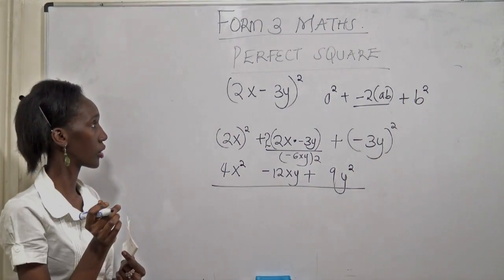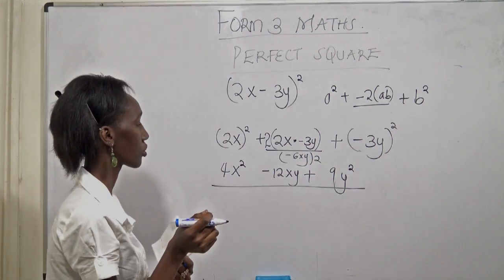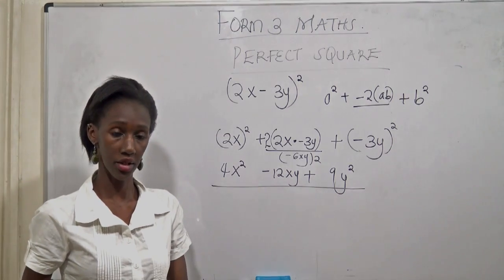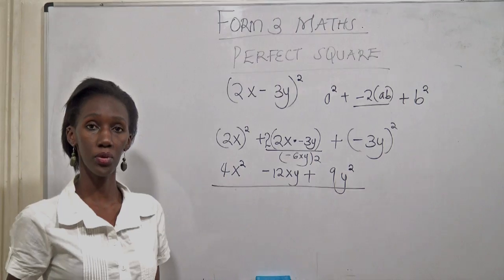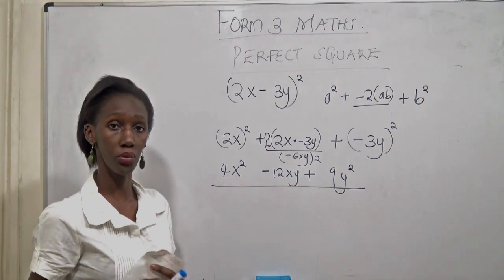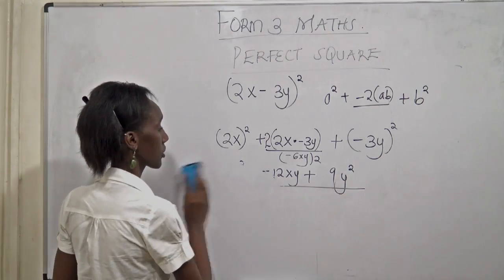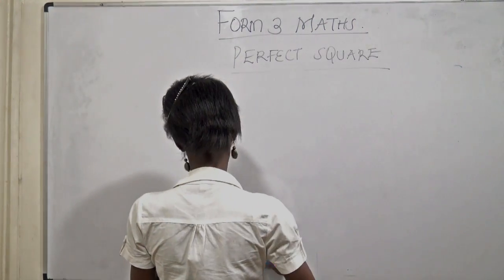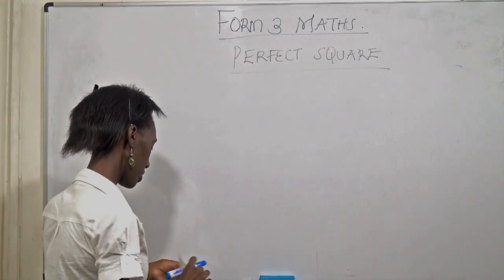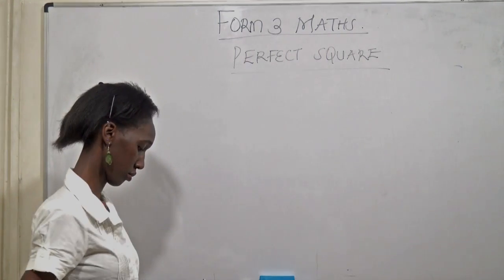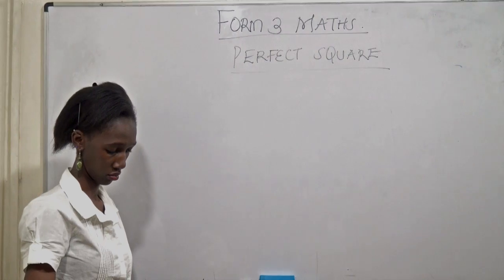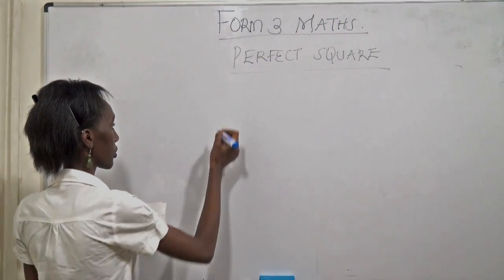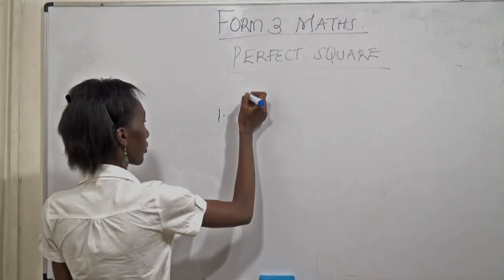So that is how you find your numbers if you're given an expression and you're supposed to square it. So that has been our lesson for today, and before we wind up, I'm going to give you a few to try. So this is going to be our assignment. You find the squares of the following.